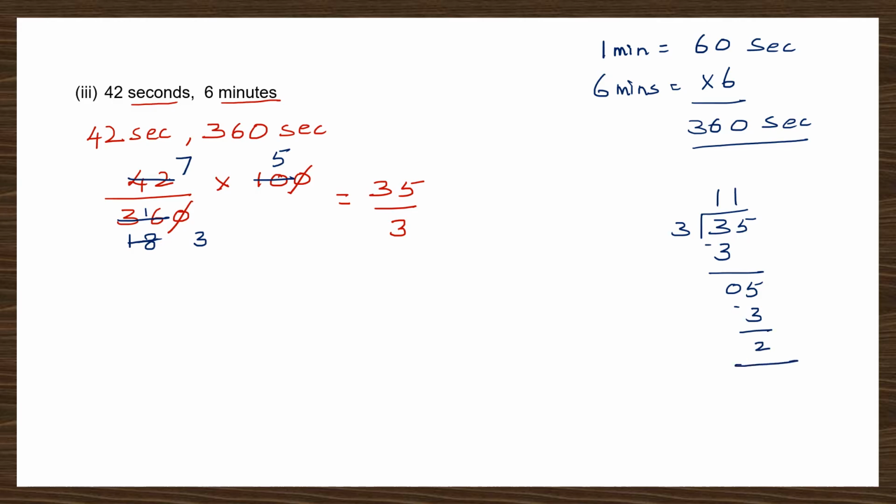Okay, let's write this as a mixed number. It becomes 11 2 by 3. And I put the percentage sign. So 11 2 by 3%. So 42 seconds is 11 2 by 3% of 6 minutes.